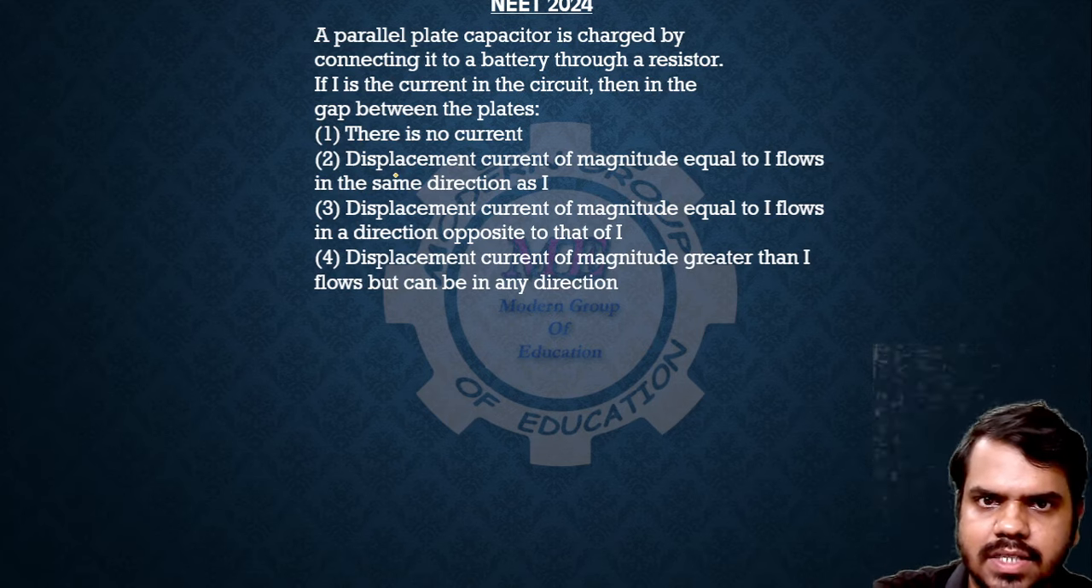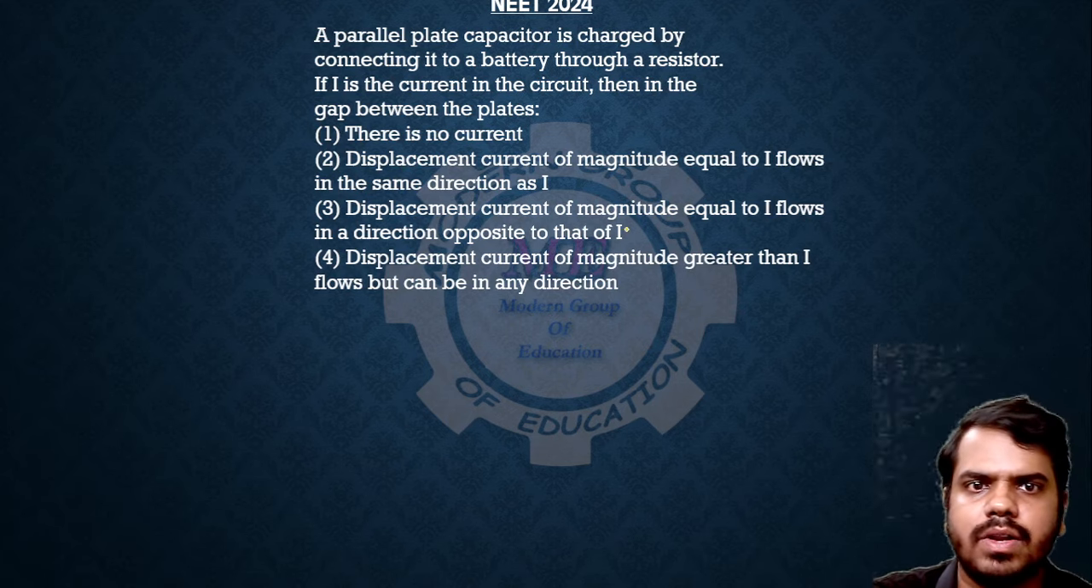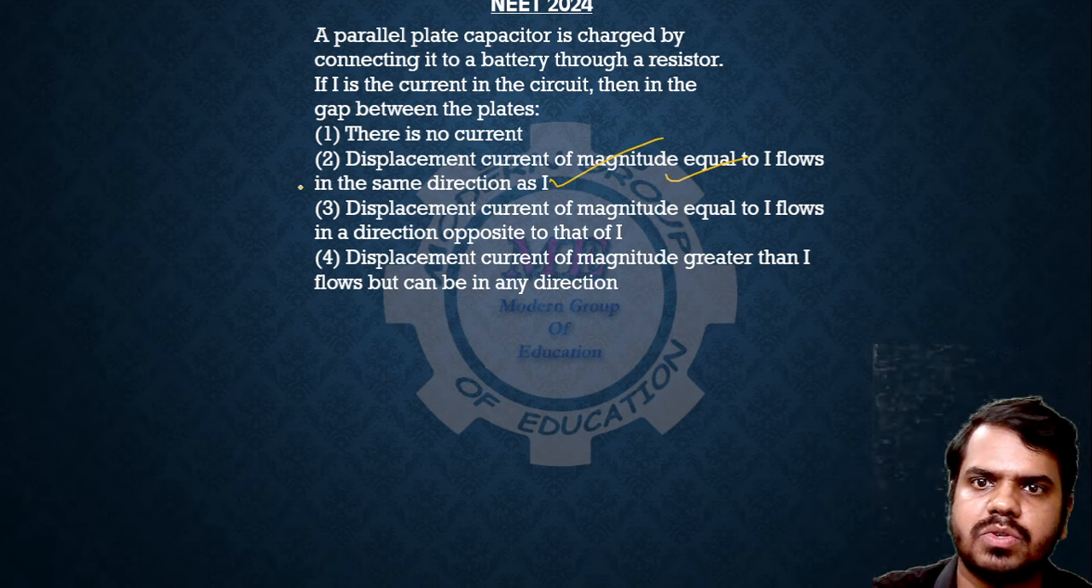A parallel plate capacitor is charged by connecting it to a battery through a resistor. If I is the current in the circuit, then in the gap between the plates there is no current, but a displacement current of magnitude equal to I flows in the same direction as I. It is true. So option 2 is correct.